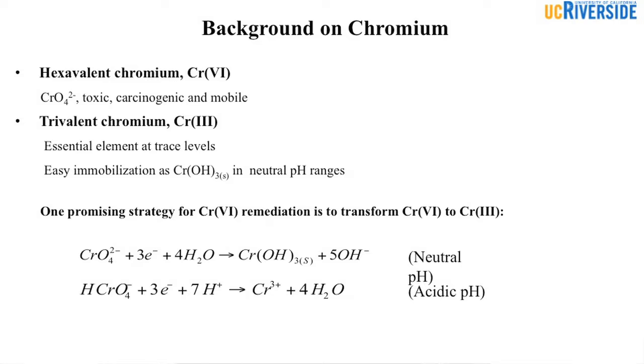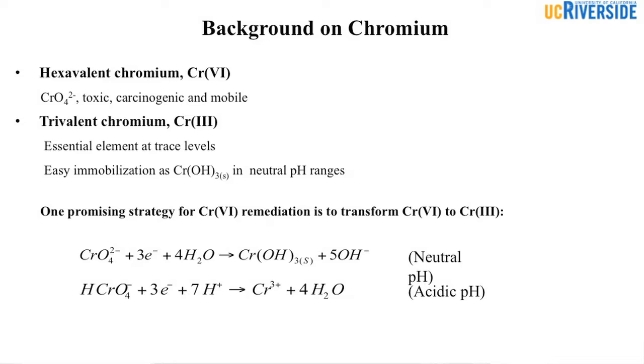So for chromium, actually there are multiple oxidation states, but there are only two stable forms in natural environment. The first one is chromium-6, hexavalent chromium. It is highly toxic and carcinogenic, and also it has the higher mobility in both water and soil. But for chromium-3, actually it is essential element at trace level, and it can be easily immobilized as chromium hydroxide solids in neutral pH ranges. So based on this, we can see one strategy for chromium-6 remediation is to transform chromium-6 to chromium-3.